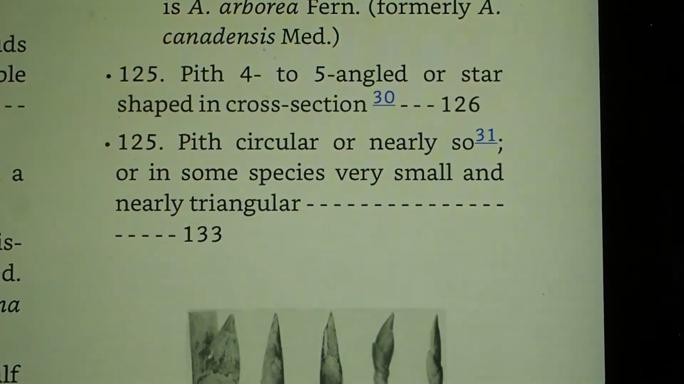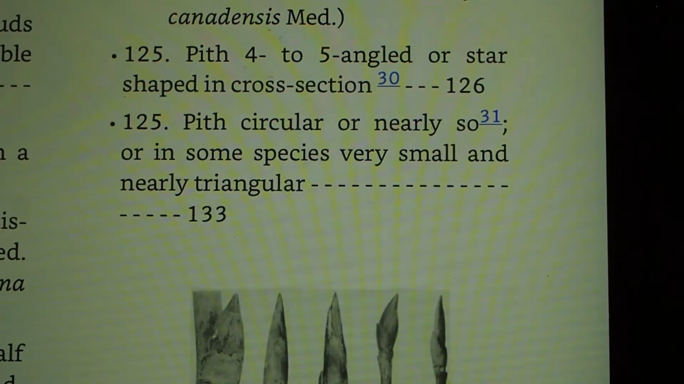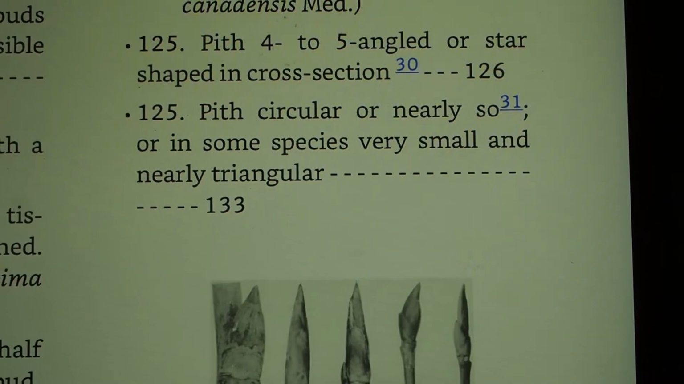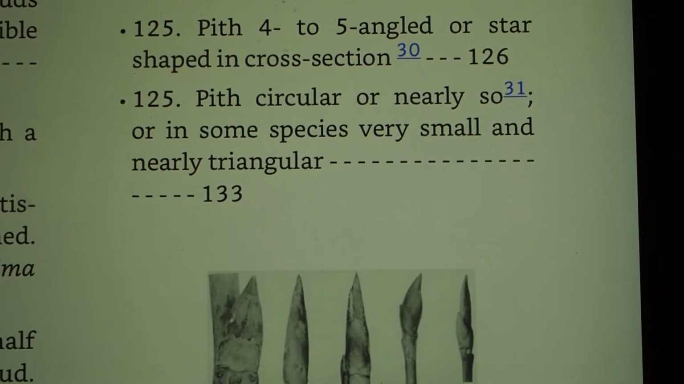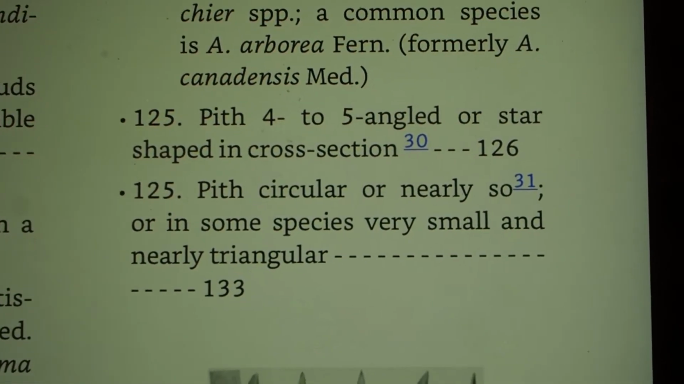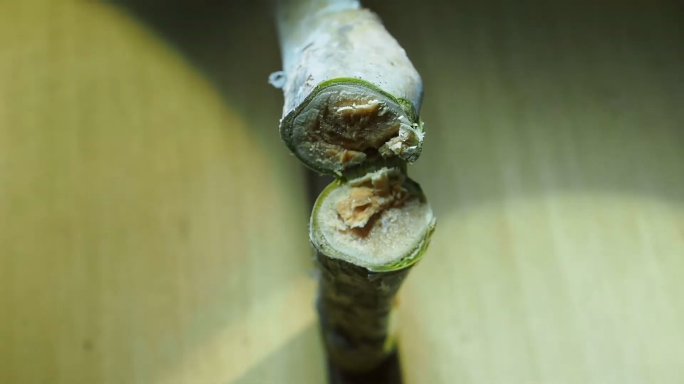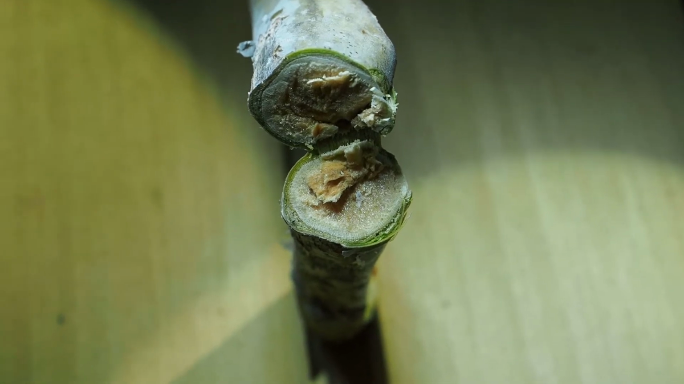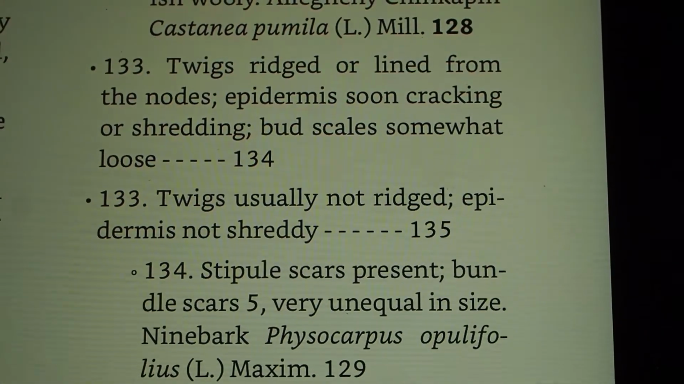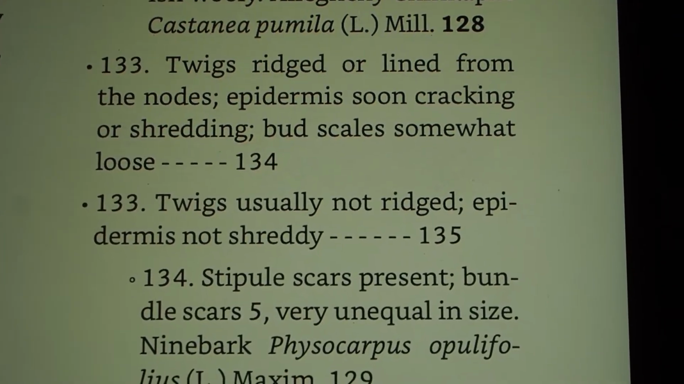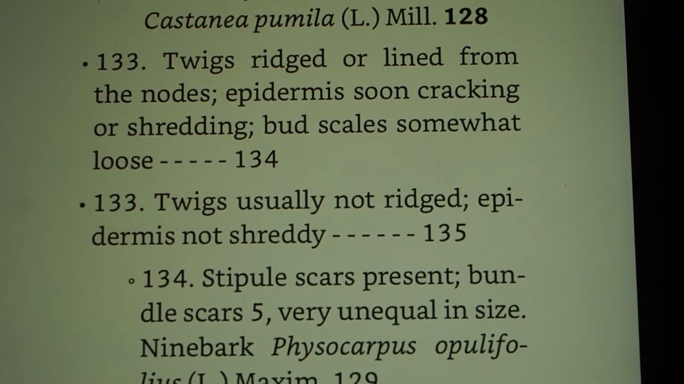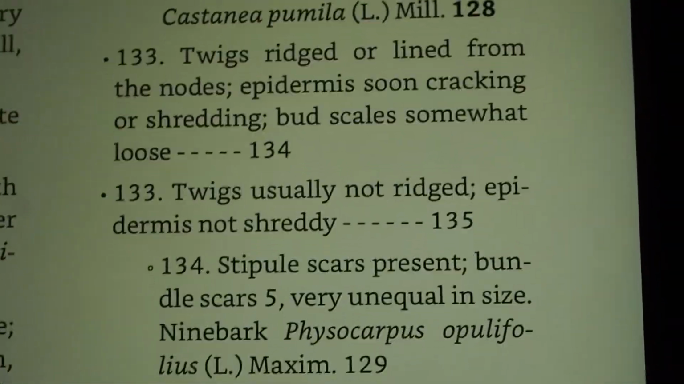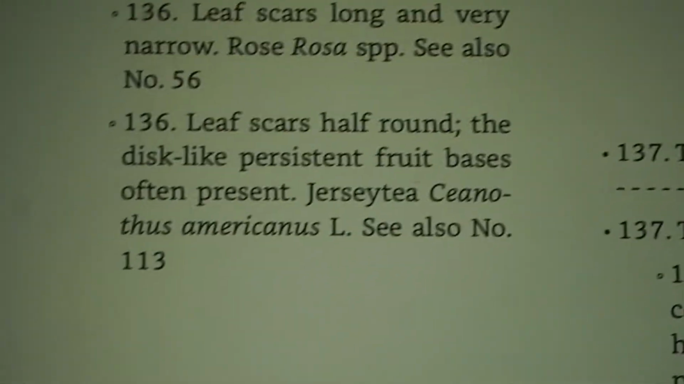The terminal bud being lacking, we went to couplet 125, and it asks about the pith in cross section. Ooh, break out the razor blade. Oh, the pith is circular. It doesn't look angled at all. Very big, too. That takes us to couplet 133, which asks whether the twigs are ridged or lined, some kind of shredding, cracking thing. Well, we looked at this twig enough to see that it's fairly smooth. So let's just dash off to couplet 135.